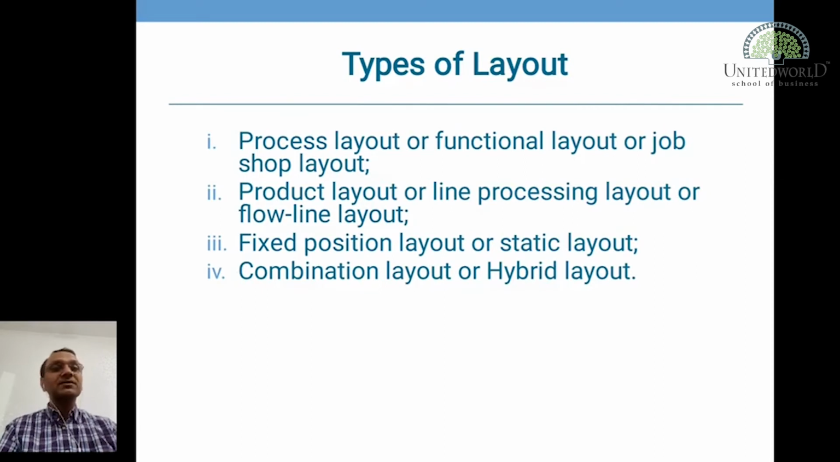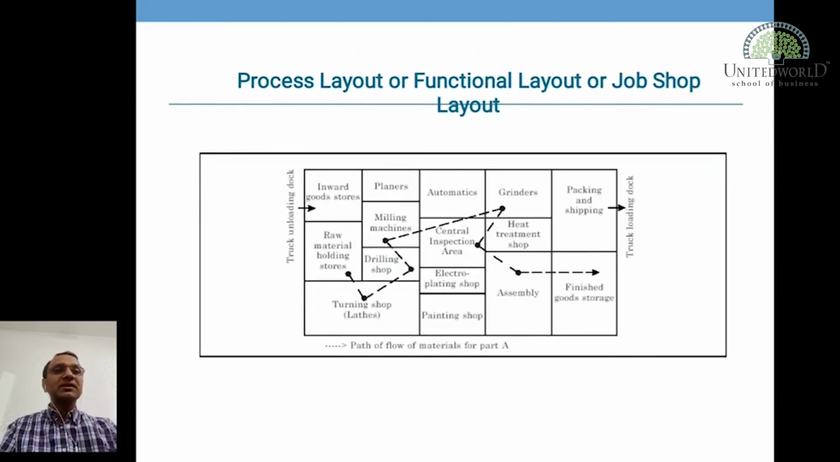As we have already discussed, there are four principal layouts: work center, manufacturing cell, assembly line, and project layout. Similarly, if you look into various other books, you will find different types of layout. Here we are going to discuss process layout, product layout, fixed location layout, and combined layout with the help of examples. So this is an example of process layout, functional layout, or job shop layout.